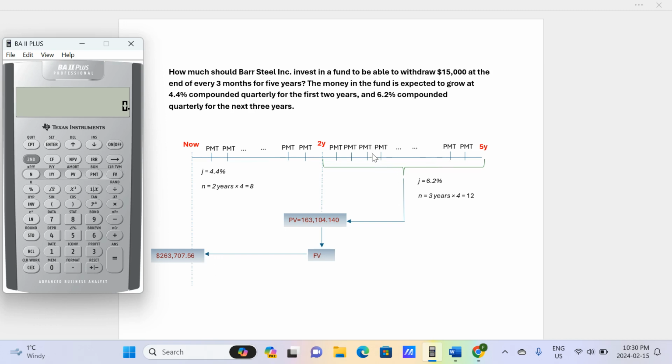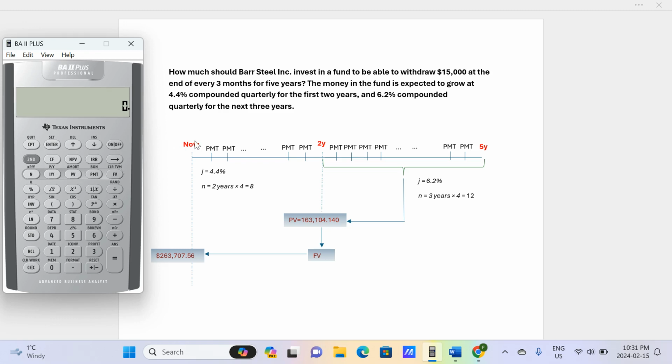Because I'm going to start from the 3-year period of time, during this period the rate is 6.2% compounded quarterly. First, I need to set the number of compounding in my calculator. Second, IY. Compounding is quarterly, so I'm going to change PY to 4, and then enter. Now it's time to quit. Second, quit.